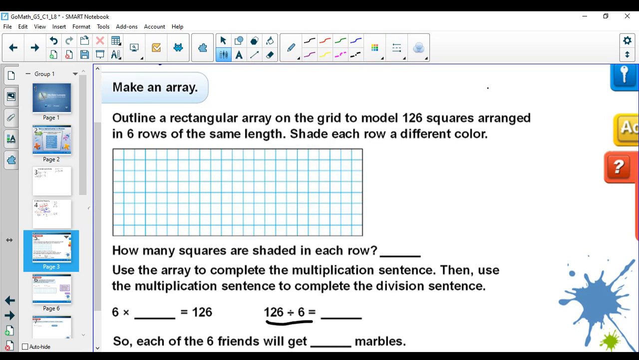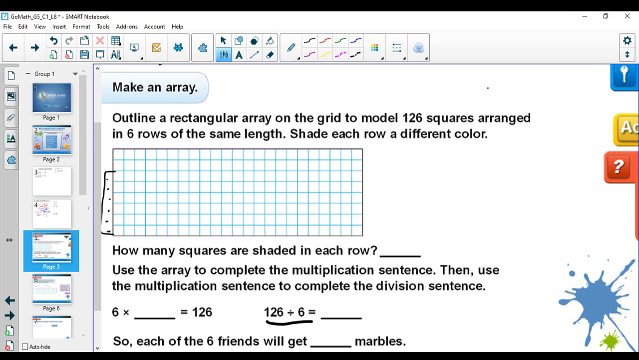Switch that back to a small one, right? So we're going to use this array to help us find the answer to this. The first thing I'm going to do is look here and find my 6 rows. So 1, 2, 3, 4, 5, and 6, right? So here are my 6 rows.